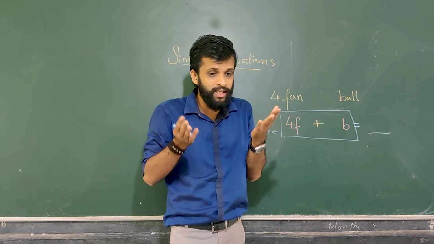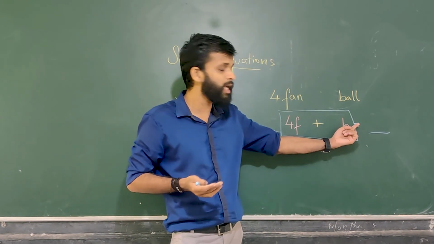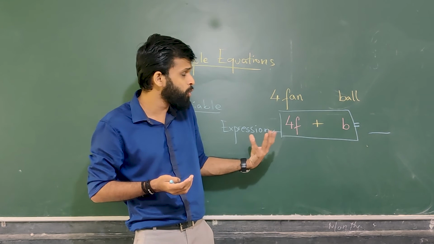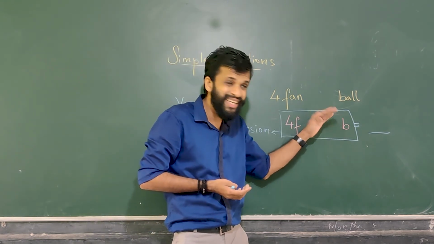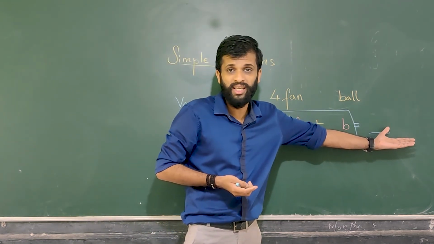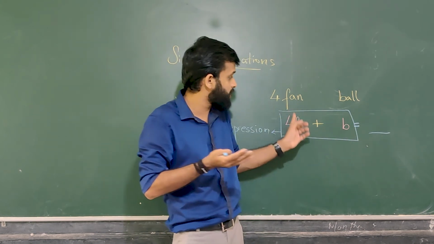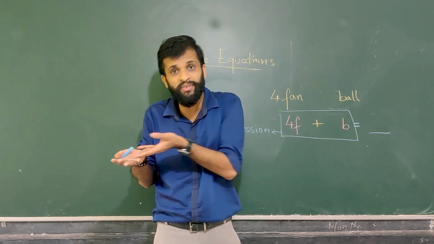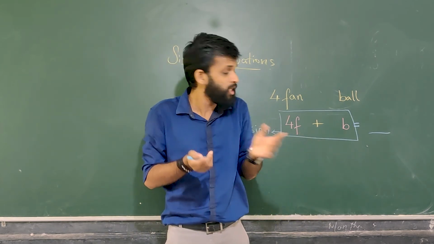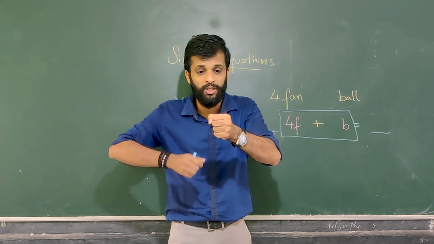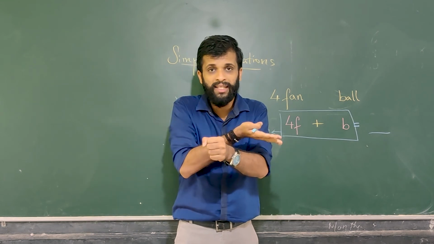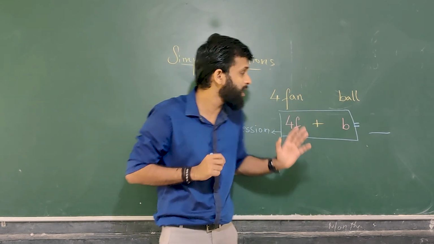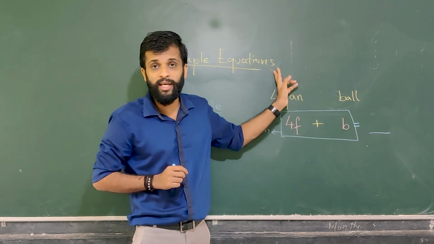The moment I put an equal to sign, I'm telling you that there is something called the left hand side and something called the right hand side. So this equal to tells us we are balancing it. Something is on the left, something is on the right. This equal to sign is nothing but like a weighing balance. Something you put on this side and this side has to balance out. Then it becomes an equation.